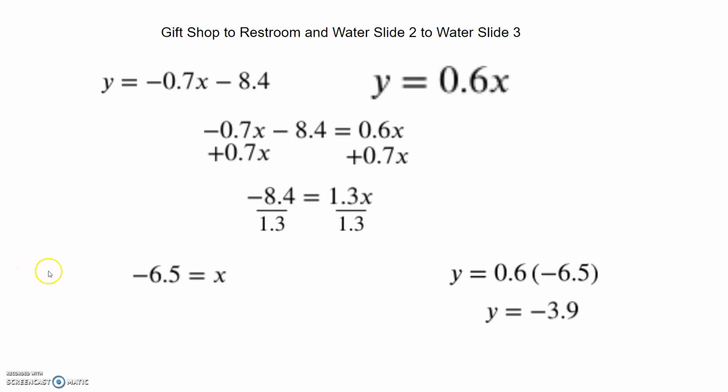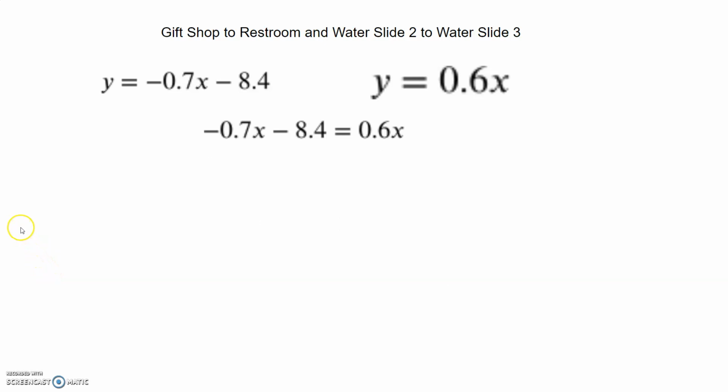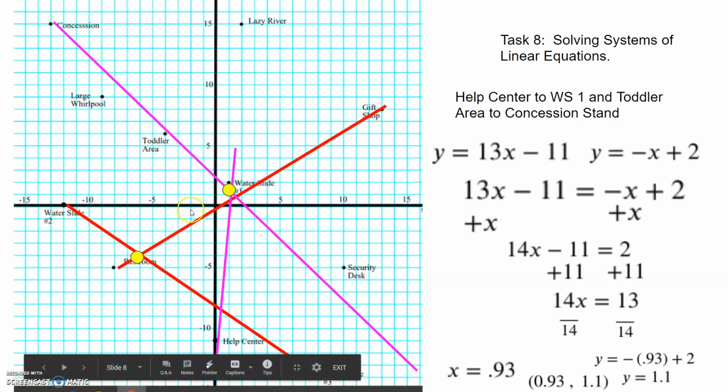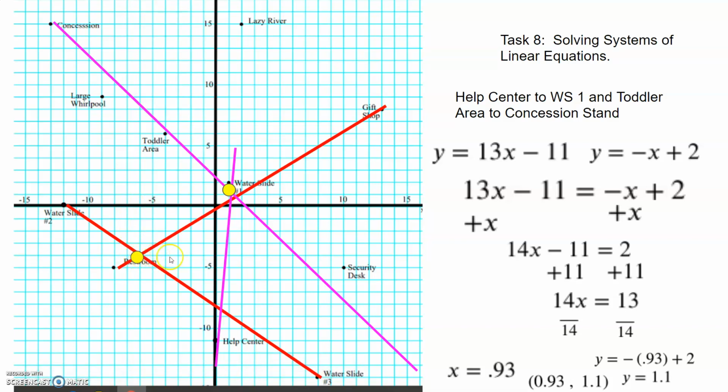So I'm going to go back to the map. And negative 6.5, that looks pretty good. This dot looks a little short of that, but that's okay. And then I think it was 3.9 on the negative. That's about there. I think that looks pretty good.